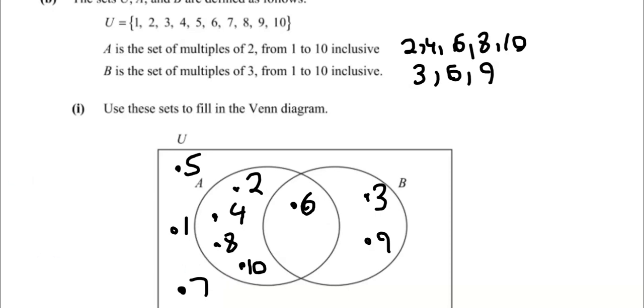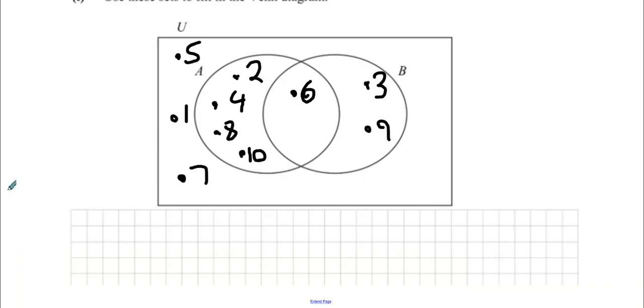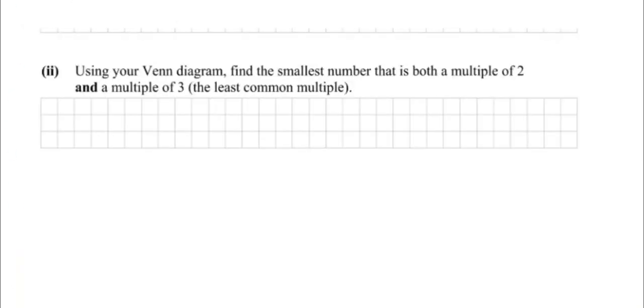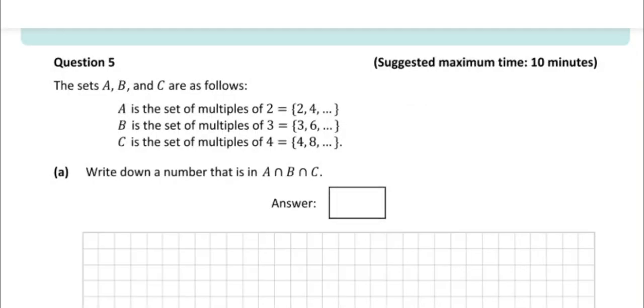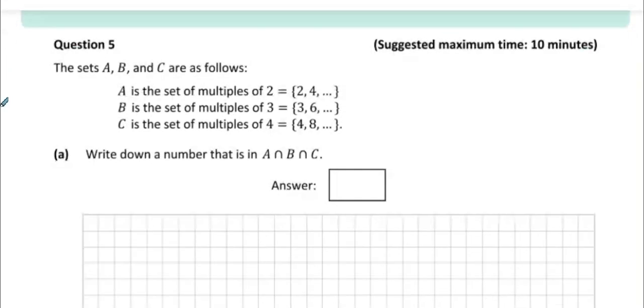Now, what's next after that then? Is there another question? Using the Venn diagram, find the smallest number that is both a multiple of 2 and a multiple of 3. I think we got the answer, did we? 6. Now we're done, are we? That was easy, wasn't it?